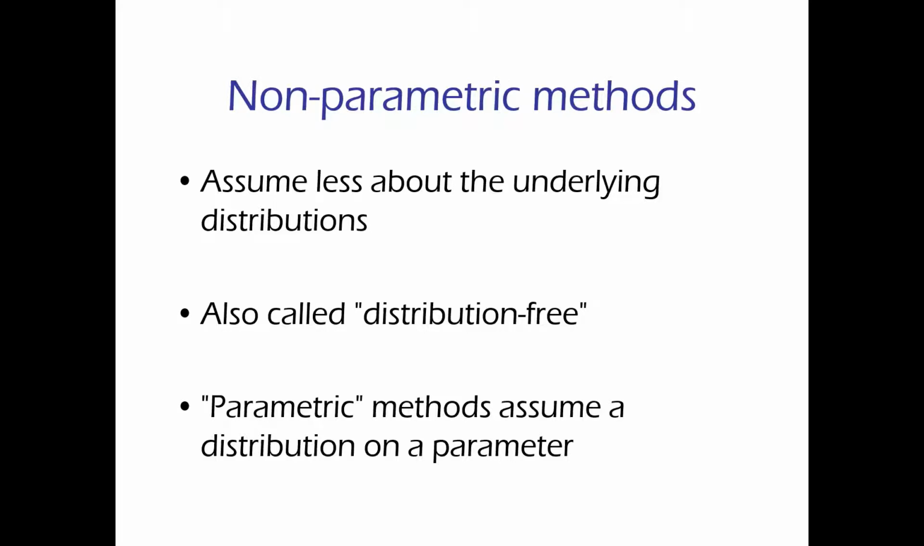Using non-parametric methods is another option we have when the normal distribution assumption is not met. The non-parametric methods assume less about the underlying distribution, so they're also called the distribution-free methods. On the contrary, the hypothesis tests we have learned in this class are all parametric methods. They are called parametric methods because they assume certain distribution on a parameter. In most of the cases, they assume normal distribution.